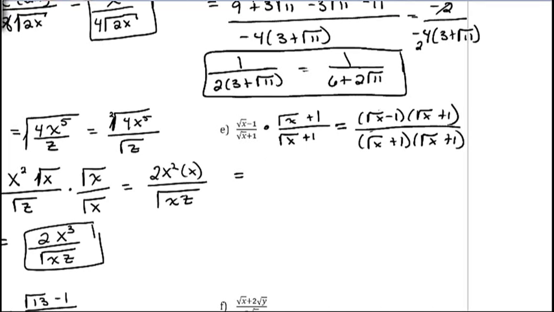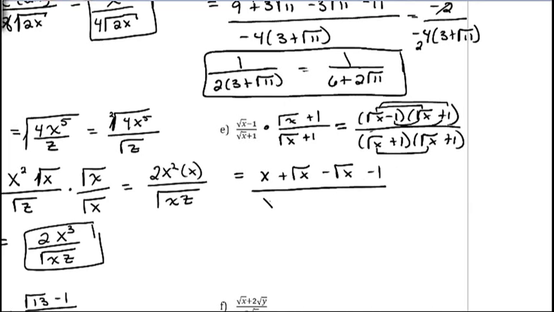Do FOIL on both the top and the bottom. Square root of x times the square root of x is x. Square root of x times 1 is square root of x. Negative 1 times square root of x is negative square root of x. And negative 1 times 1 is negative 1. On the bottom, square root of x times the square root of x is x. Square root of x times 1 is square root of x. 1 times the square root of x is another square root of x. And 1 times 1 is 1.